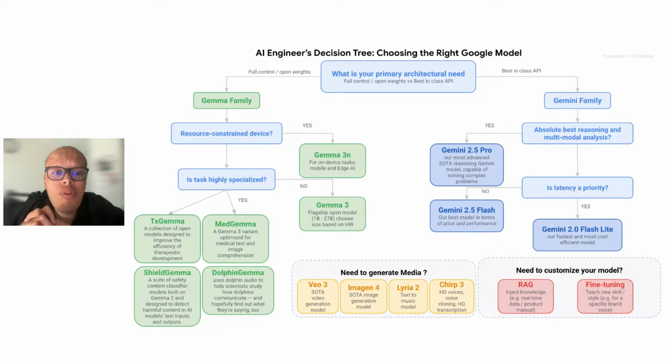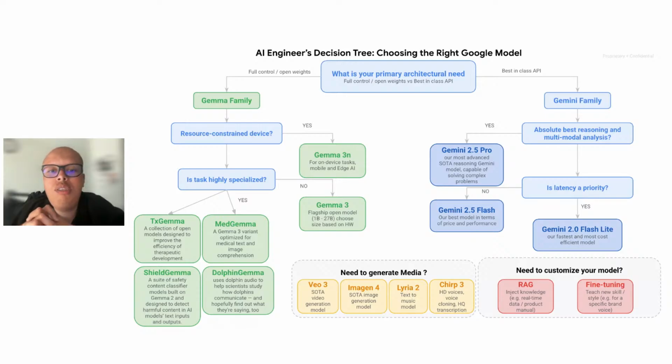Lyria 2, and we will dive deeper into this later. This is our flagship text to music model. And finally, Chirp 3 is a model with a set of HD voices. It also has voice cloning, like with 10 seconds of audio, you can clone your own voice, and it has extremely high quality transcription.